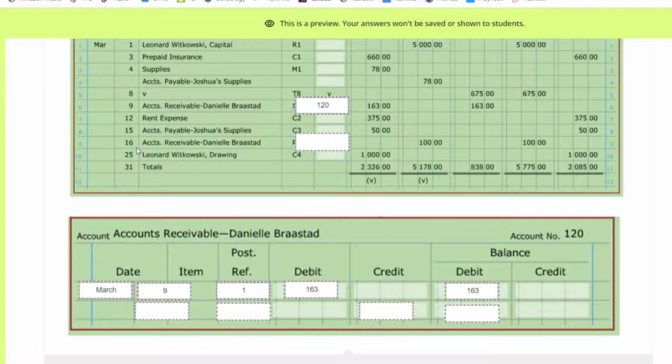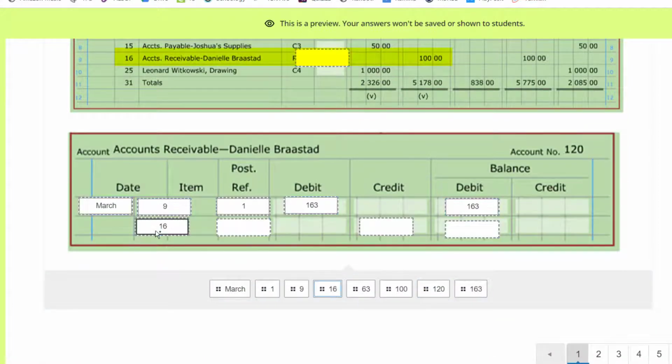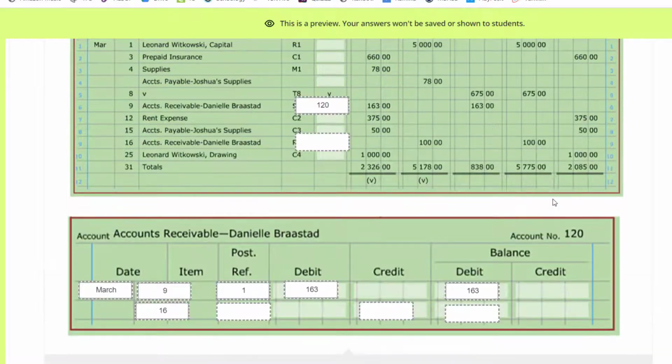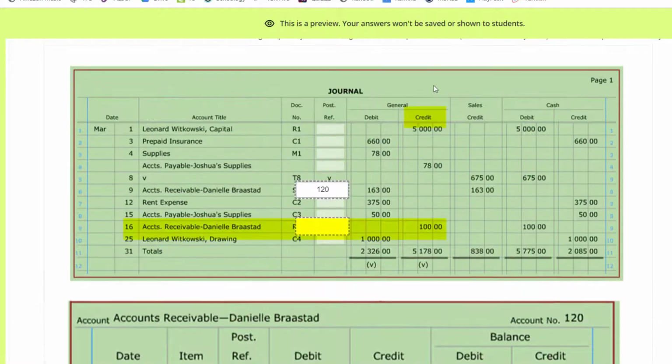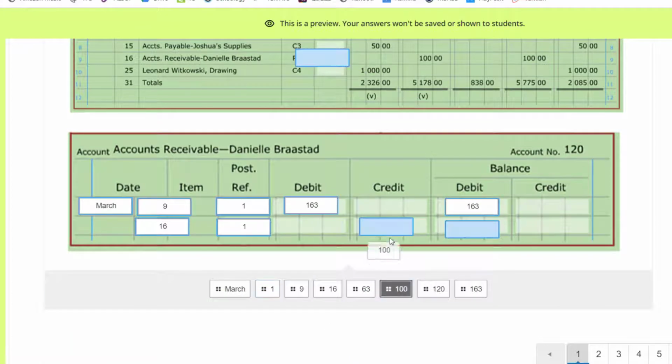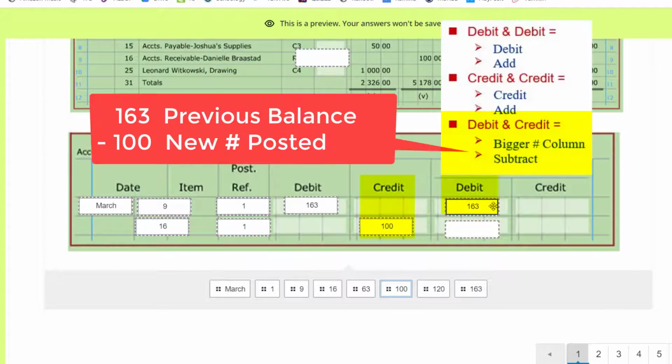Now I'm going to go ahead and do the 16th. So I'm going to mark down the date is the 16th. This is still coming from page 1 of the journal. So I can drop down page 1. And the 16th is $100. And that's in the credit column. So I'm going to do $100 in the credit. At this point, I have a previous balance that was a debit of 163 and a new number that I'm posting, which is a credit of 100. When I have things in the opposite column, I'm going to pick the column that has the bigger number. So that's why I'm posting into the debit column here, because 163 is bigger than 100.